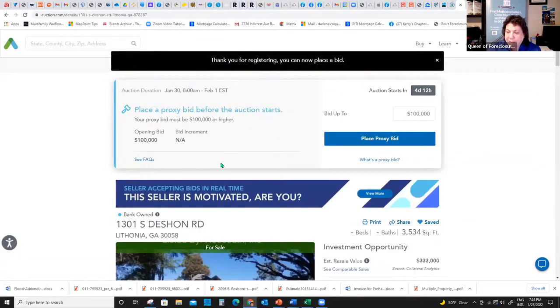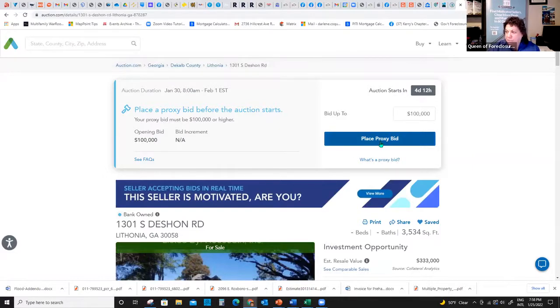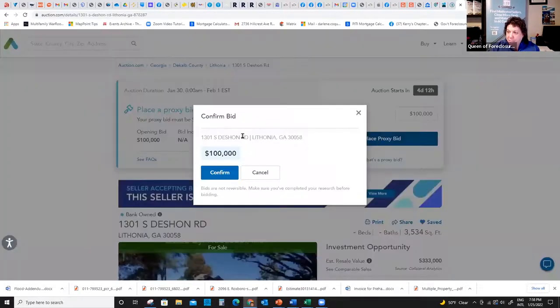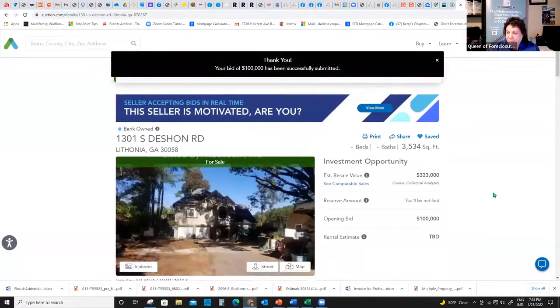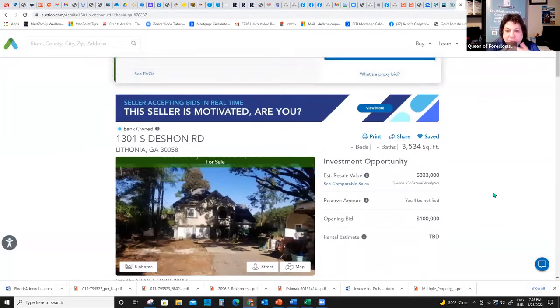Now, just so that I can get in on the bid, I'm going to go ahead. I'm starting to bid already. I placed my proxy bid for $100,000, because I know this property. This property is worth over $300,000, but I know it. It's in my territory. This is what I say: saturate your market, and you know what's going on, and you go over and over again.